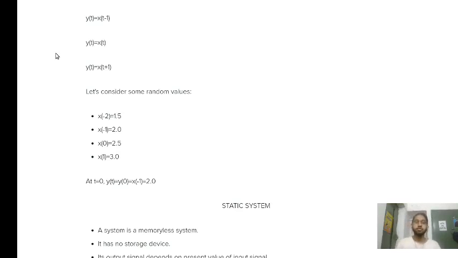We can take any value. Suppose we take minus 1. So in the first case, y of minus 1 equals x of minus 2. Again, it's the same case. The output y of minus 1 depends on the input x of minus 2. That's the past value. Okay.